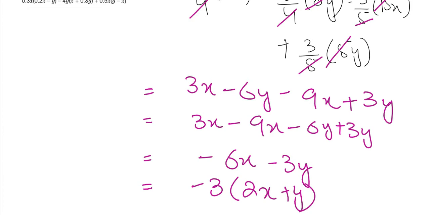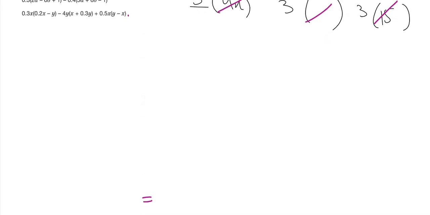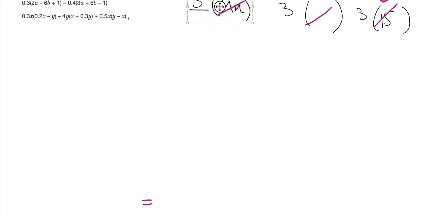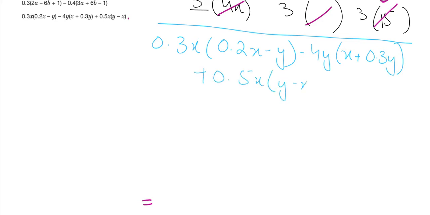Okay, let's take another example. The last one with the decimal points. 0.3x times (0.2x minus y minus 4y), x plus 0.3y plus 0.5xy minus x.